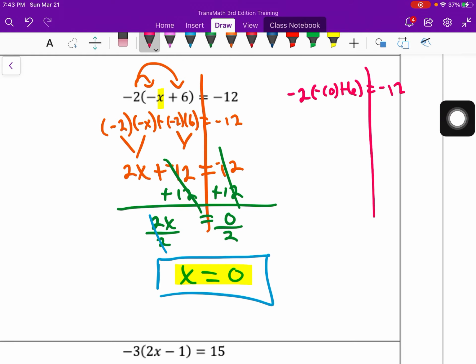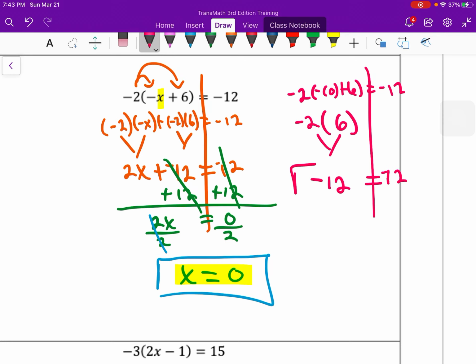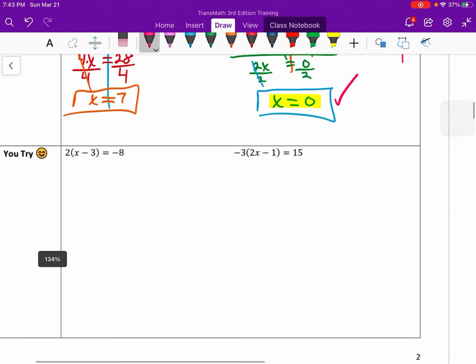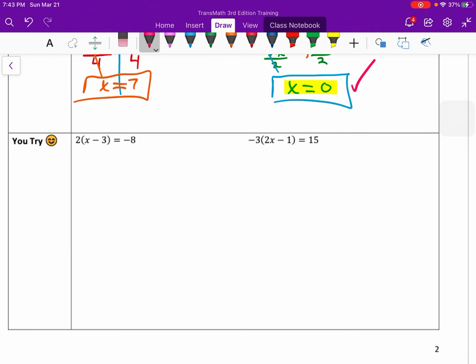We must do parentheses first in order of operations. We have negative 0, or just 0, plus 6, which is 6. This is a product that is negative because we have a negative times a positive, and 6 times 2 is 12. So look at that, our equation is balanced. That is true. So that's how you could go back and check. And then I have 2 U tries. So U try where you distribute through both times, then simplify, and you'll have an x equals in both circumstances.